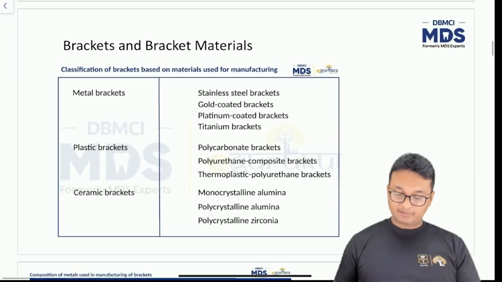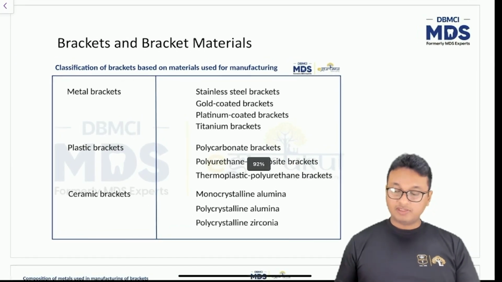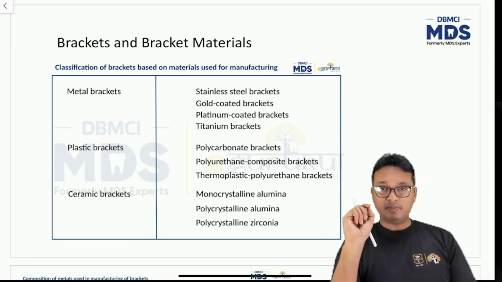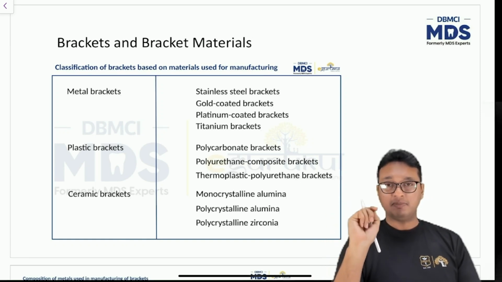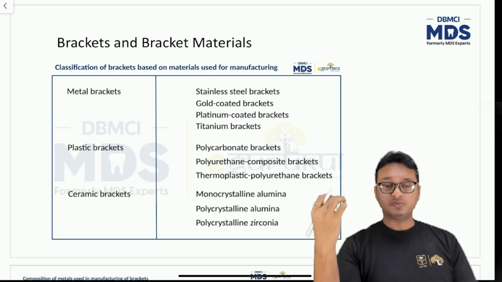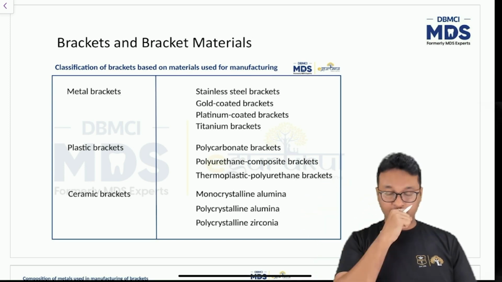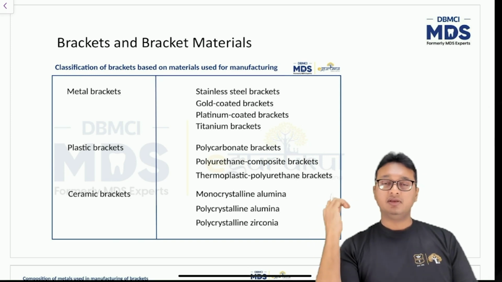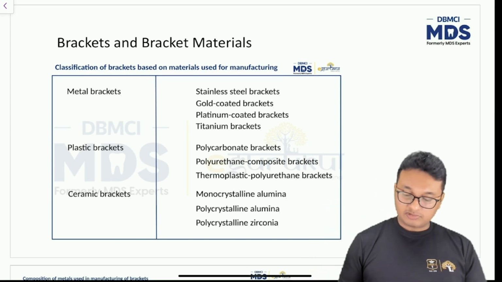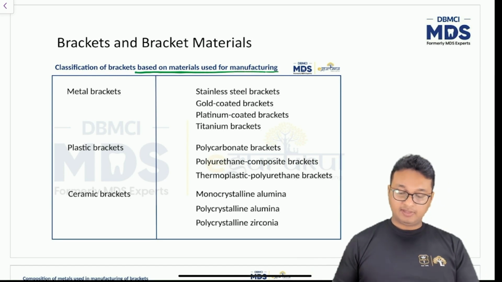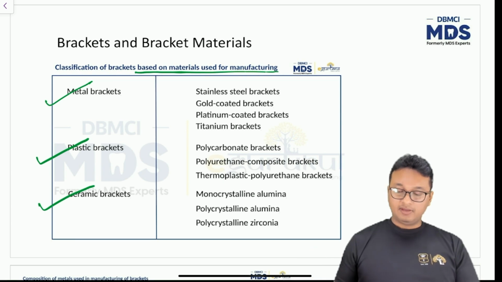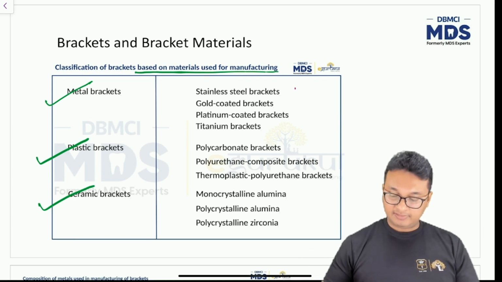Now coming to brackets and bracket materials. What are brackets? Brackets are nothing but small attachments. They can be made of metal, plastic or ceramic, which everybody must have seen, or even some of you must have undergone braces treatment during your teenage time, even during your college hours. So they can be classified based on the material used for manufacturing into metal brackets, plastic brackets, and ceramic brackets.